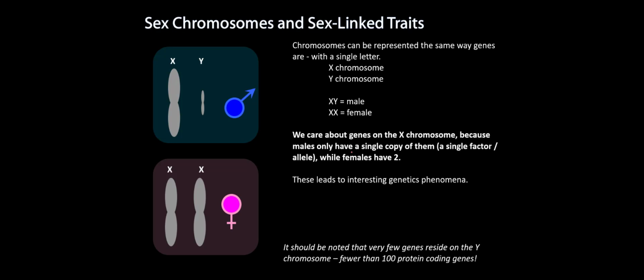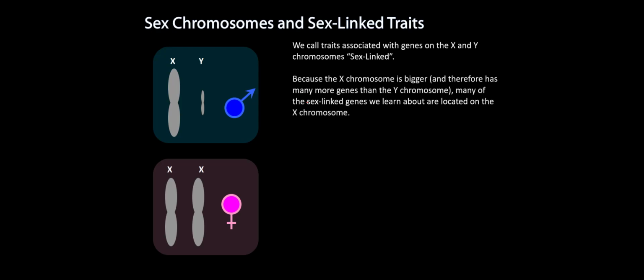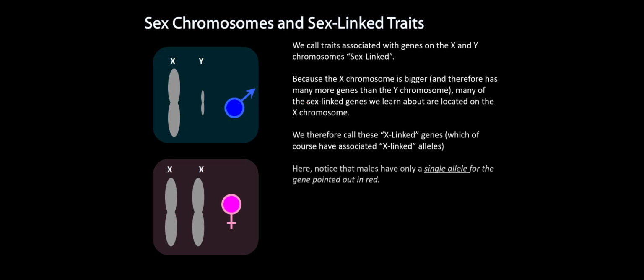It should be noted that the Y chromosome, even though there are genes on the Y chromosome, has fewer than 100 protein coding genes. Okay, and over evolutionary time, the Y chromosome has kind of been evaporating slowly. Well, that's another story for another time. All right, so we call traits associated with genes on both the X and Y chromosomes sex-linked genes. And because X chromosomes are bigger, and therefore there's a lot more genes, many of the sex-linked genes we learn about are located on the X chromosome. So we therefore call these X-linked genes, which of course are associated with X-linked alleles.